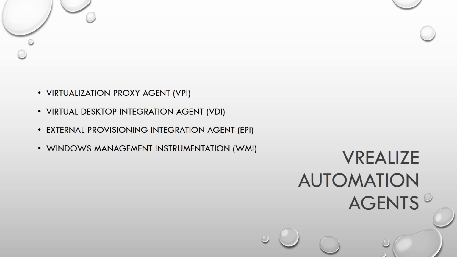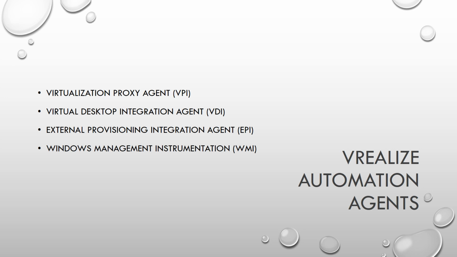The next component in our list is the vRealize Automation agents. They're designed to integrate vRealize Automation with external systems. Now there are 4 different types of agents. The first one is the virtualization proxy agent. They're used to collect data from and provision virtual machines on hypervisor-based endpoints. They're supposed to be installed at the location of the endpoint as they can tolerate high latencies of up to 150 ms round trip time.